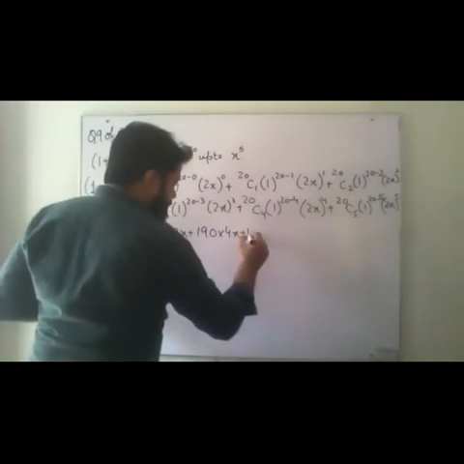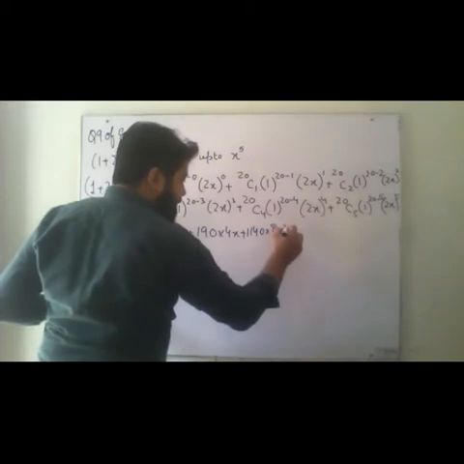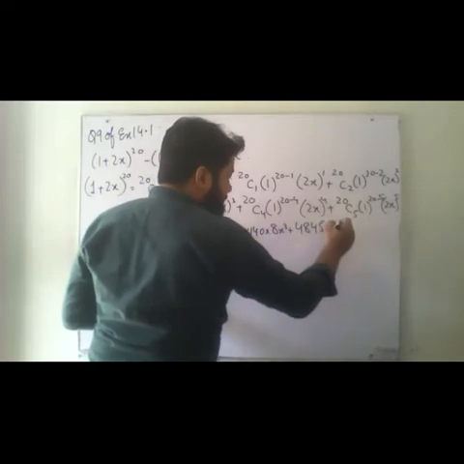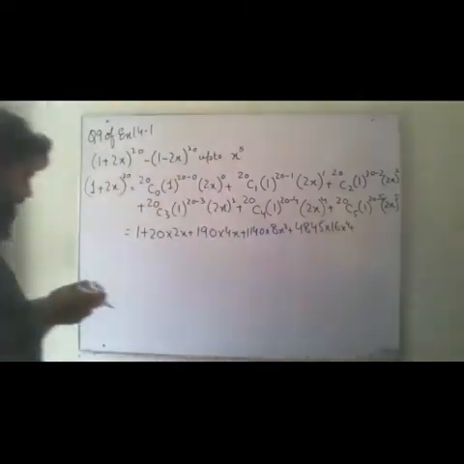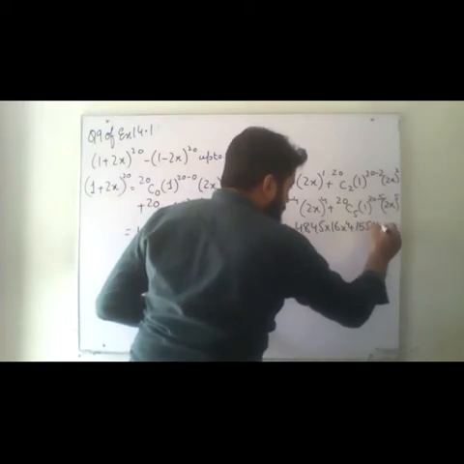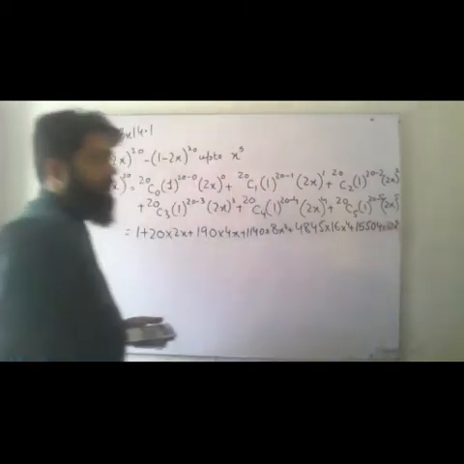Okay, then 20c3 will be 1140 into 8x cube, plus 20c4 will be 4845 into 16x4. Okay. 20c5 will be 15504 and that will be 32x5. I've written them in the simplified form.